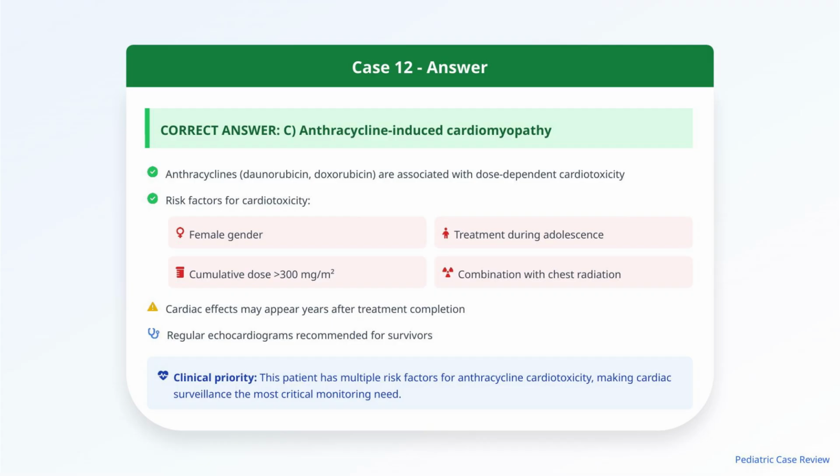Importantly, cardiac effects may not become apparent until years or even decades after treatment completion, making long-term surveillance essential. Regular echocardiograms are recommended for survivors who received anthracyclines. While the other options are valid concerns in childhood cancer survivors, secondary malignancies typically take longer to develop, growth hormone deficiency would have manifested earlier, and cataracts are more specifically associated with cranial radiation, as mentioned in the provided information.